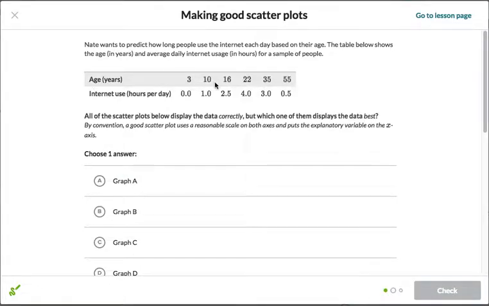Okay. Once again, taking another look at those, the table below shows the age in years and the average daily internet usage in hours of a sample of people. So he wants to predict how long people use the internet each day based on their age. Based on their age is another way of saying as a function of their age. So the age is going to be the x-axis. It's going to range from about 0 to 60, and our y-axis is going to range from 0 to about, let's say, 4 or 5, right? Okay, so let's take a look at that.